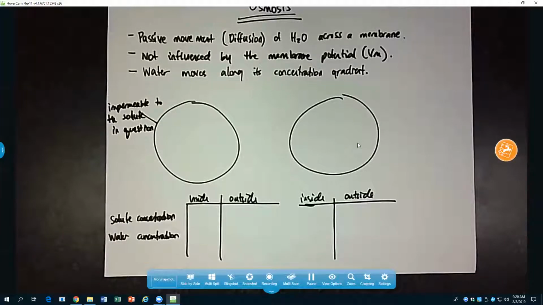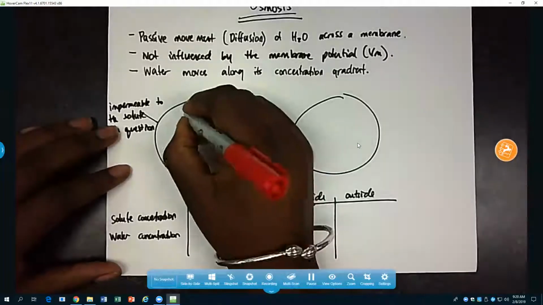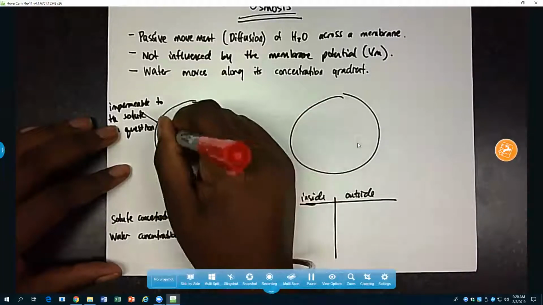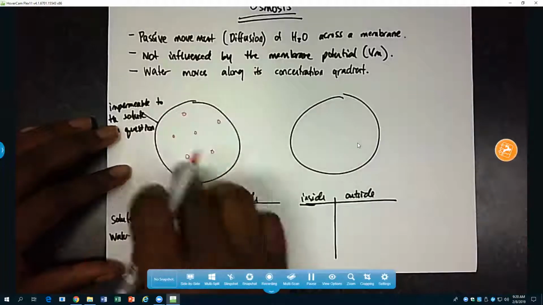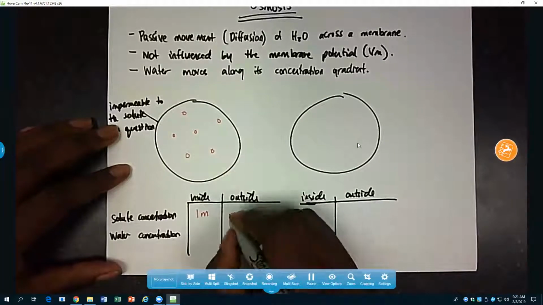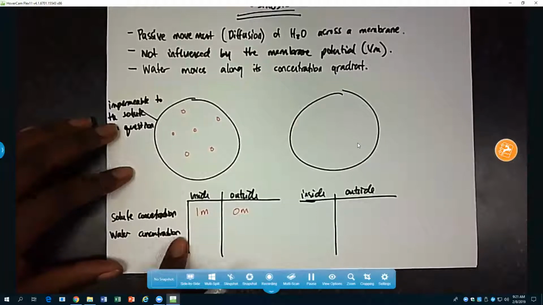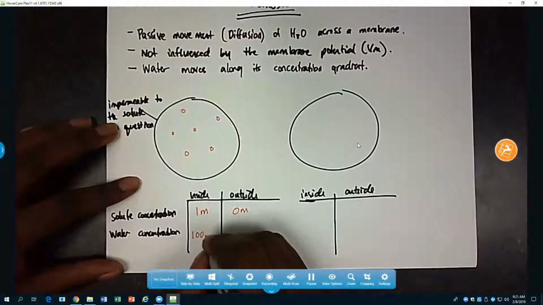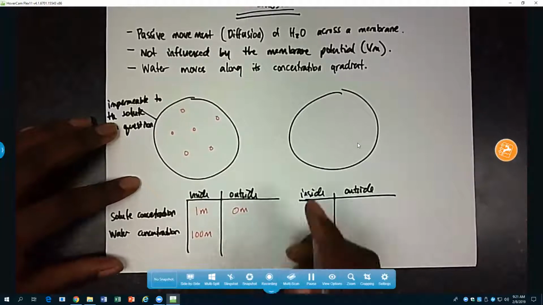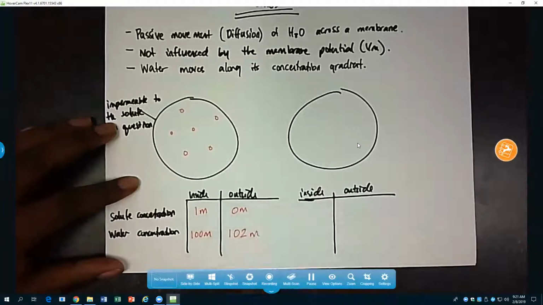Okay, so let's talk about our solute concentrations. Let's say that inside the cell, we have 1 mole of a certain solute, whereas outside the cell, we have 0 moles of that. Okay, and then let's talk about the water concentration. Let's say inside the cell, we have 100 moles of water, and outside the cell, we have slightly more, so 102 moles of water.